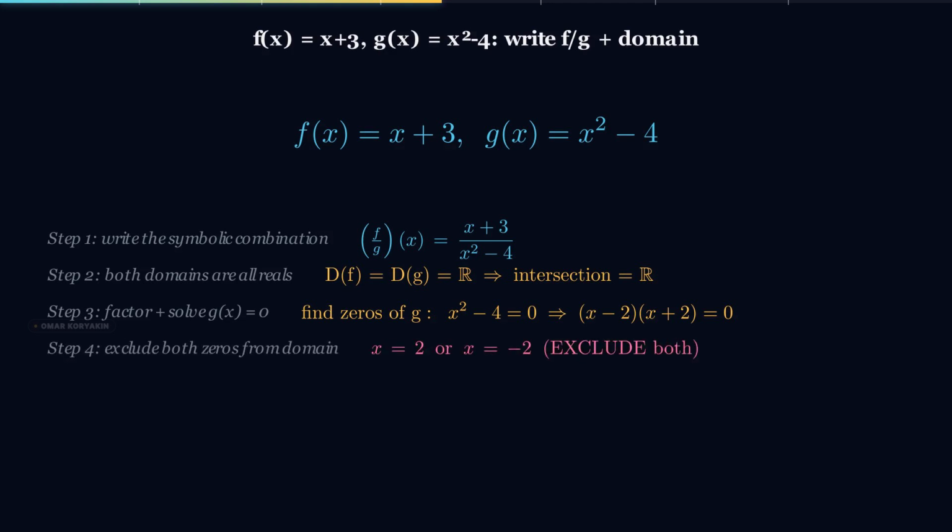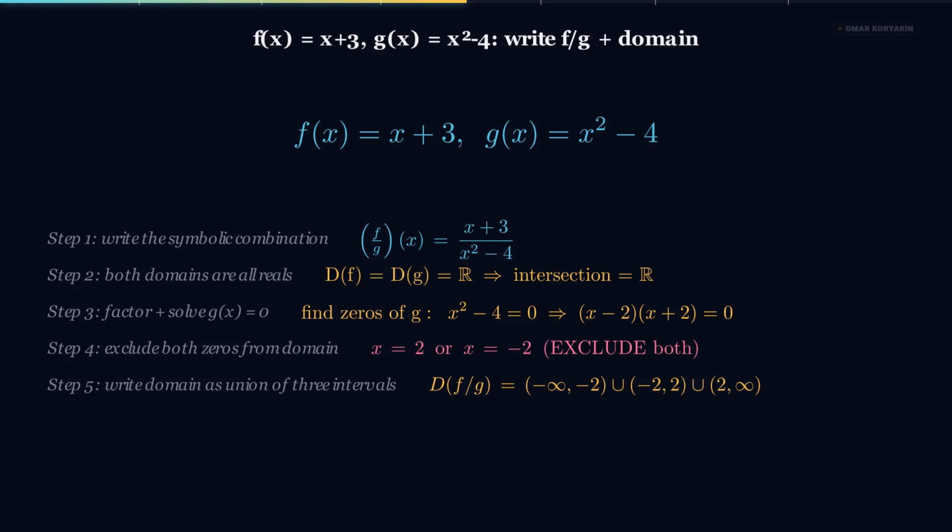Step 4. Express the domain in interval notation. Start with all real numbers and remove the two specific points x equals 2 and x equals negative 2. The result is the union of three open intervals: from negative infinity to negative 2, joined to from negative 2 to 2, joined to from 2 to positive infinity. Each interval uses round parentheses around the excluded boundary points.